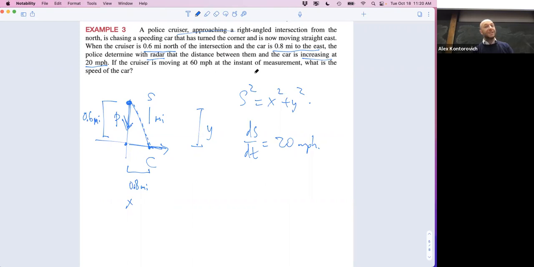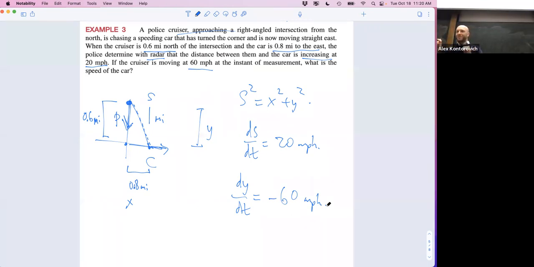The cruiser is moving at 60 miles an hour at the instant of measurement. So the police cruiser is moving. So that's dy dt. Ying said it's decreasing. It's decreasing at 60. The distance y is getting smaller and smaller. Y is going to zero. So even though the speed is 60 miles an hour, the velocity is negative 60 miles an hour, as Halan said. Does everybody see that? These kind of minus signs are part of what makes these problems tough. You really have to think about what's going on. Y is decreasing at a rate of 60 miles an hour. Y is this positive measurement.